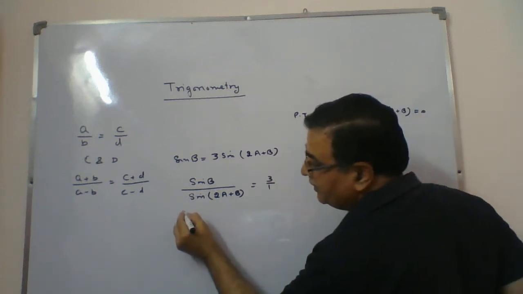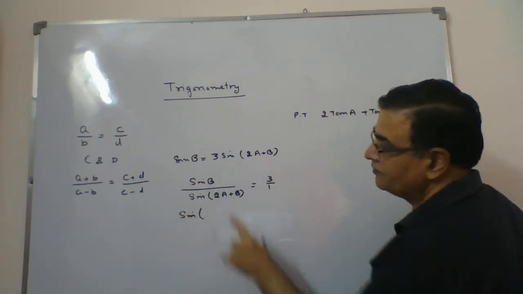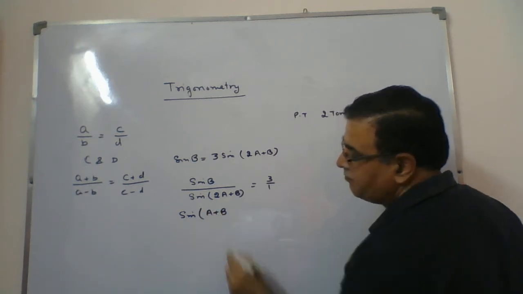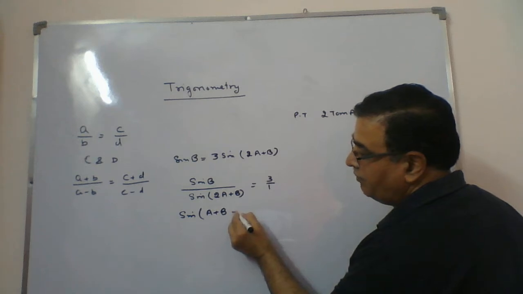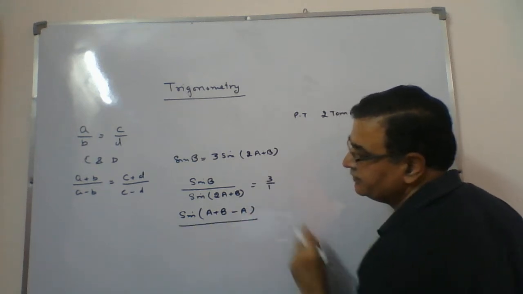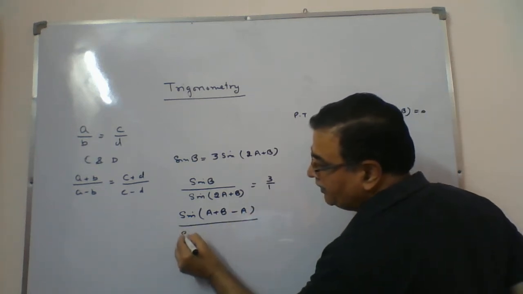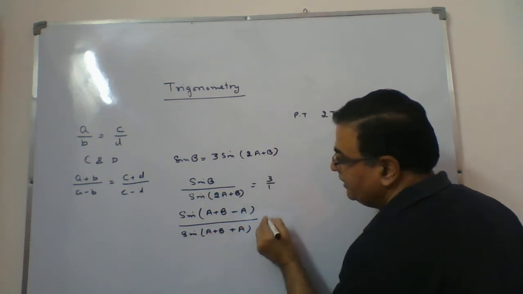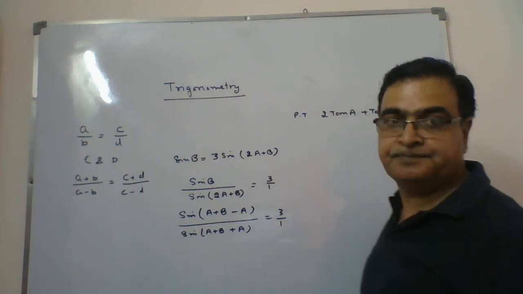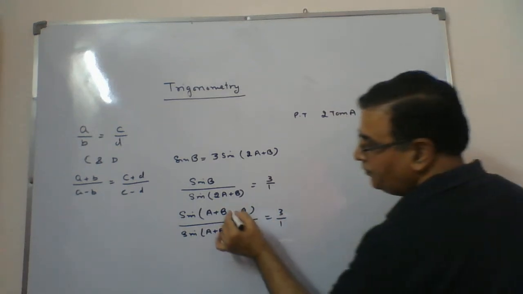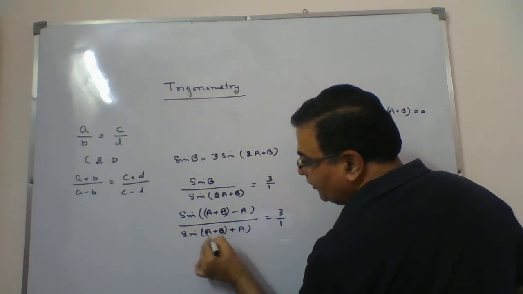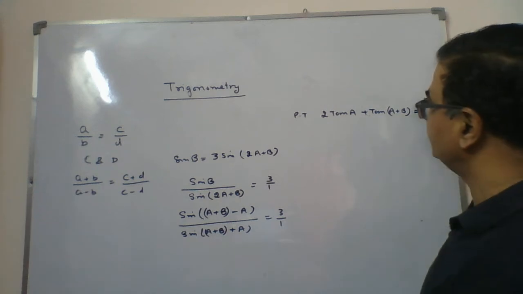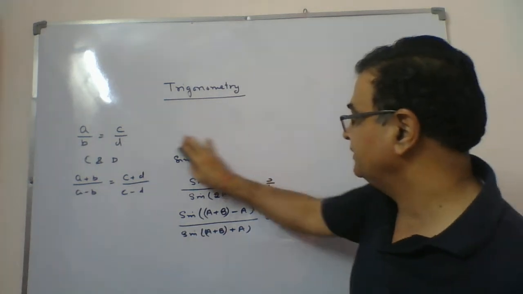What change I'll make here: this is B here, so I should write this as (A plus B) minus A. Can I write? This is sine B. And in the denominator also I'll write sine of (A plus B) plus A, comes out to be 3 by 1. Now it will help you, because you want A plus B and A only. So now we will apply this formula and we will try to solve it.